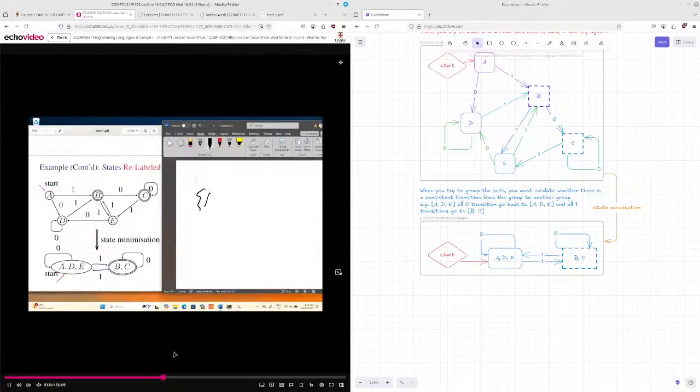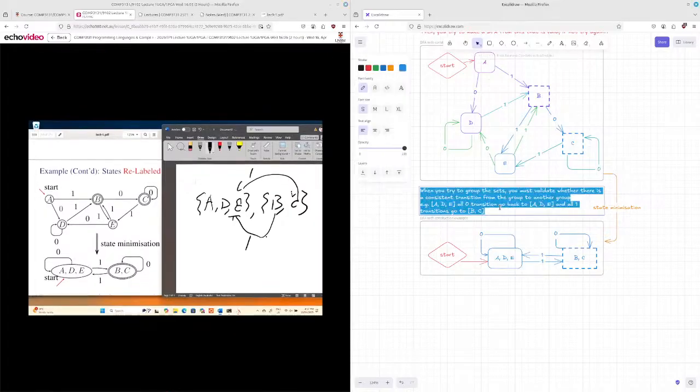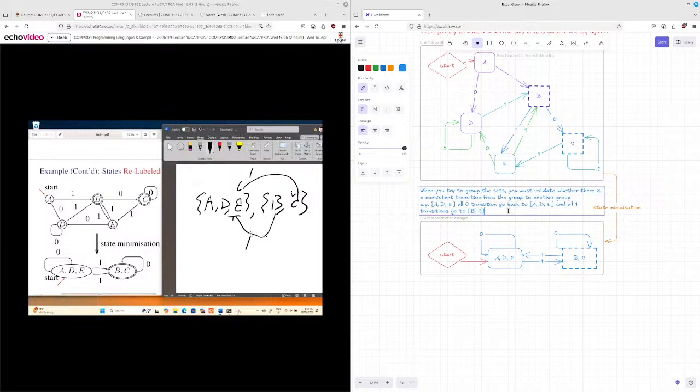Remember we have A, D, E, 0. So we don't have to split this one. B, we can still, let me just clarify, it doesn't matter which E or not, as long as we always go from one partition to an identical partition. That means these two states should also stay in the same partition. That's it.